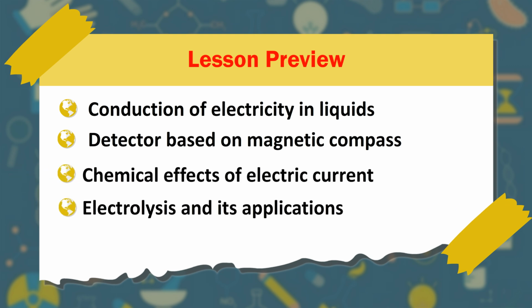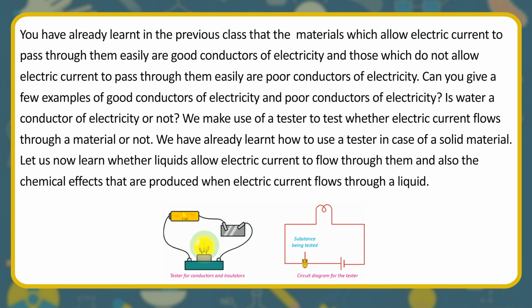Electrolysis and its applications. You have already learnt in the previous class that the materials which allow electric current to pass through them easily are good conductors of electricity, and those which do not allow electric current to pass through them easily are poor conductors of electricity. Can you give a few examples of good conductors of electricity and poor conductors of electricity? Is water a conductor of electricity or not?